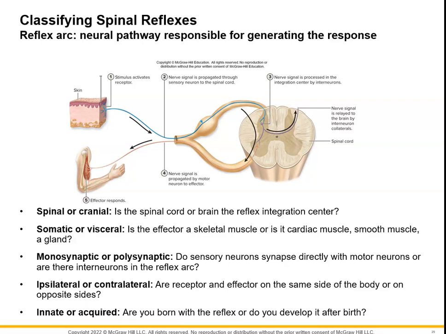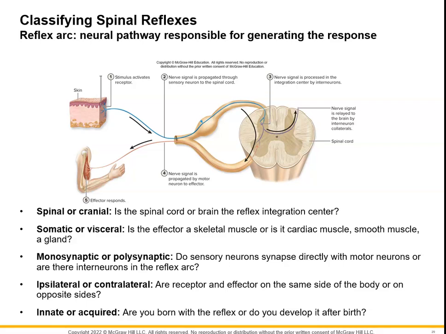When we classify reflexes, well, is it spinal or is it cranial? Well, if it's processed in the spinal cord, it's a spinal reflex. If it's processed in the brain, it's a cranial reflex. Is it somatic or is it visceral? Somatic means voluntary, usually going to be something to do with skeletal muscle. Visceral, is it coming from an organ? Cardiac muscle, smooth muscle, gland.